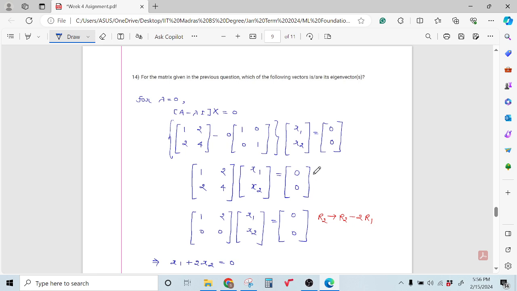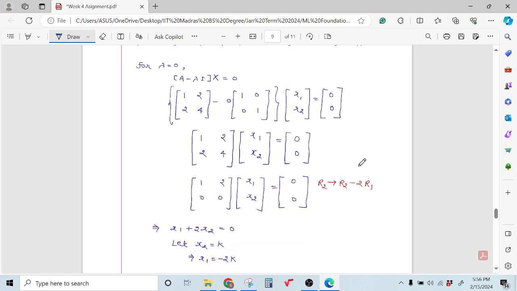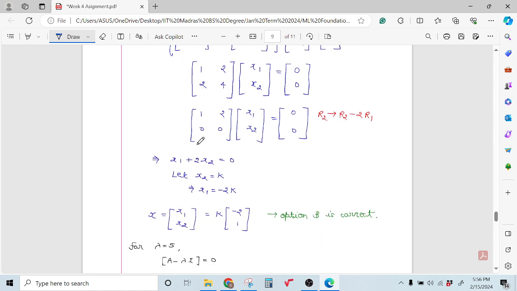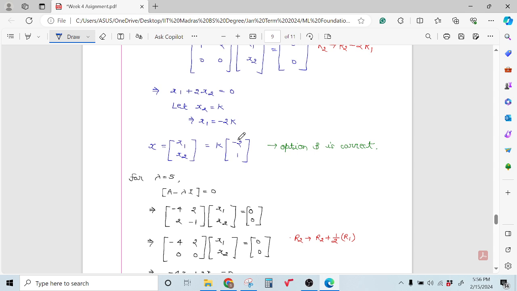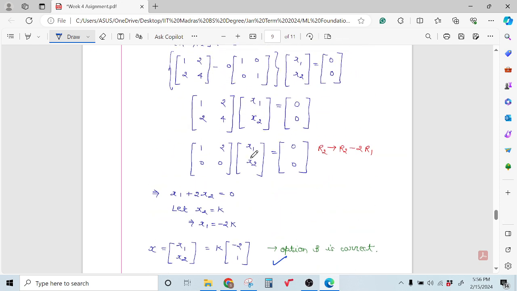By applying a row operation on the second row, we got this, and by solving this matrix equation, we got x1 plus 2x2 is equal to 0. Suppose x2 is equal to k, then x1 is equal to minus 2k, and hence we can convert this into matrix form: [x1; x2] = k[minus 2; 1]. So option B is correct, because it says the eigenvector is minus 2, 1.